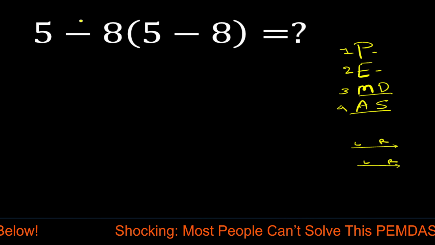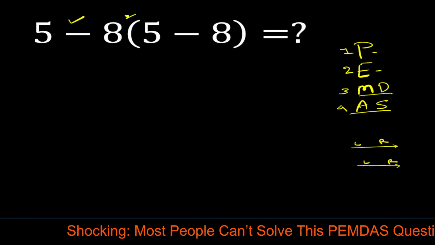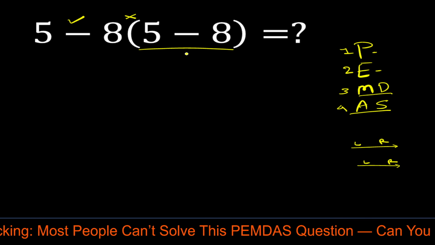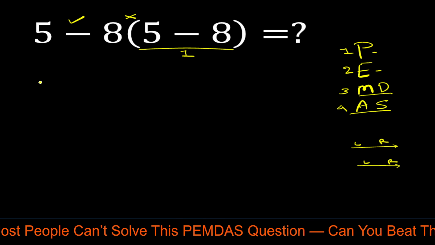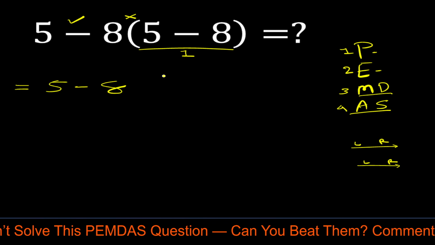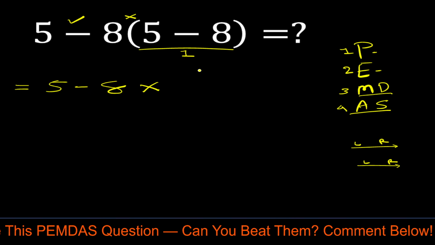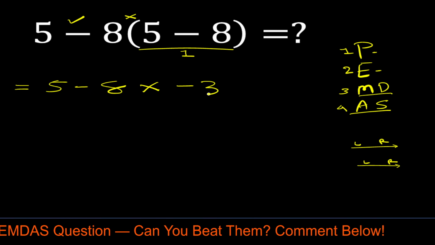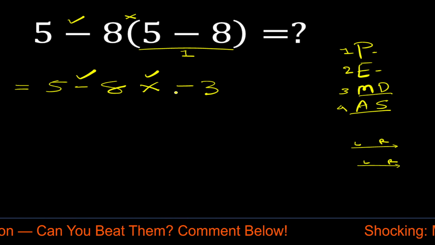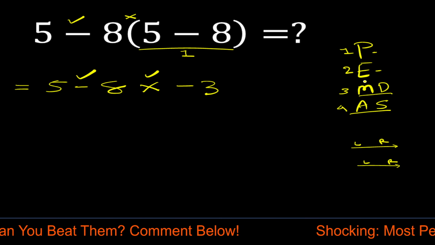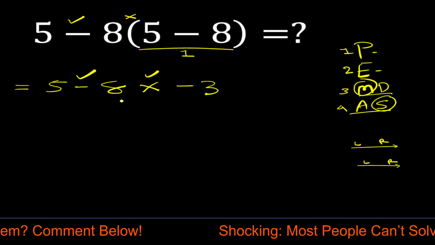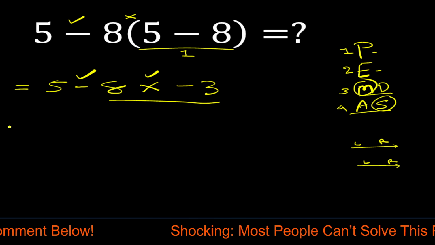So in this question, here we have one subtraction, here multiplication, and here we have one parenthesis. So according to the PEMDAS rule, first we have to solve this parenthesis, right? So now 5 minus 8 times, now 5 minus 8 is equal to minus 3. So now here we have one subtraction and here multiplication. So according to PEMDAS, first we have to solve multiplication, right? Then we have to solve subtraction. So first we have to solve this multiplication.